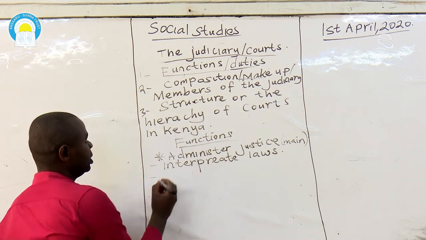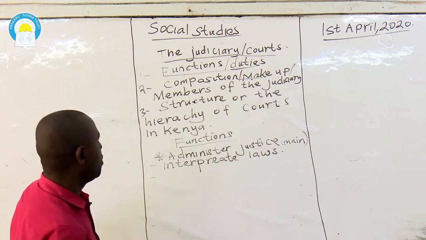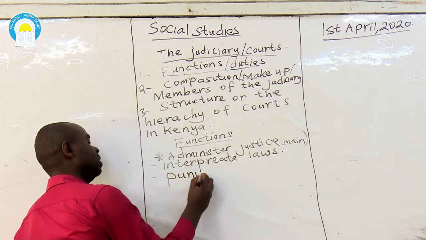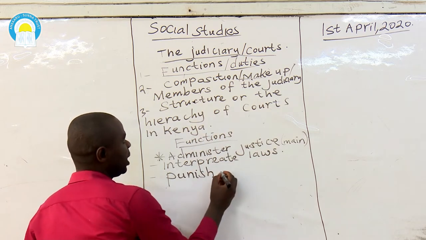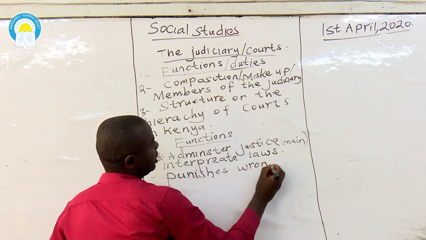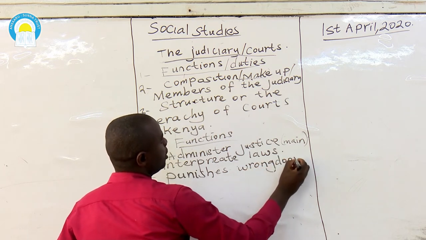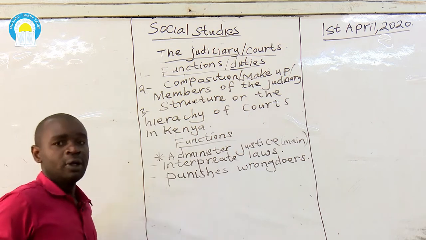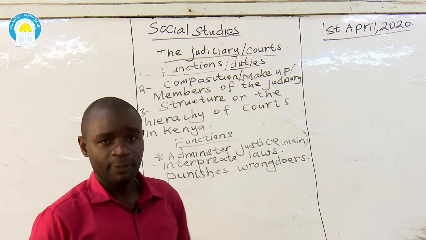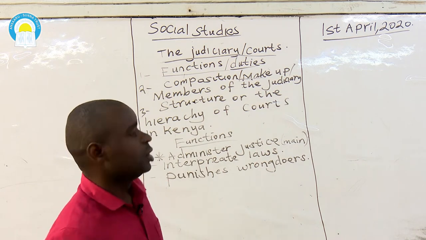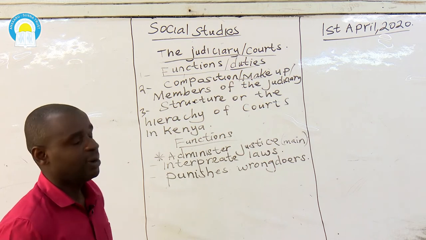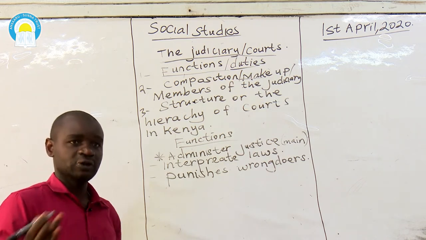Then lastly, the judiciary also punishes wrongdoers. So number three, we say that the judiciary punishes wrongdoers. I know most of you learners tend to believe that there are the policemen and women who are in charge of punishing lawbreakers. But no, those ones, they just enforce law.